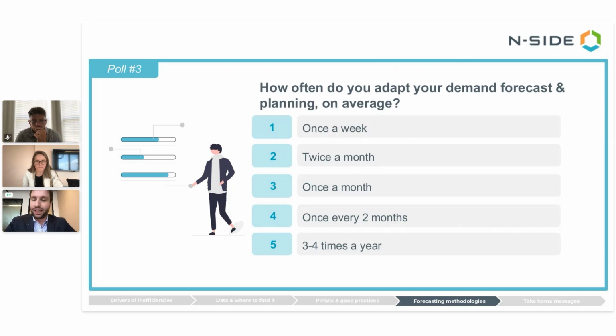And we have now a last question for today that will appear on the right of your screen in the polls section. And the question is finally, how often do you adapt your demand forecast and planning on average in your companies? So we'll give you a few seconds to answer. You just need to click on it. Of course, there is not a good answer. It's more to explain what is the most adapted tool depending on that.